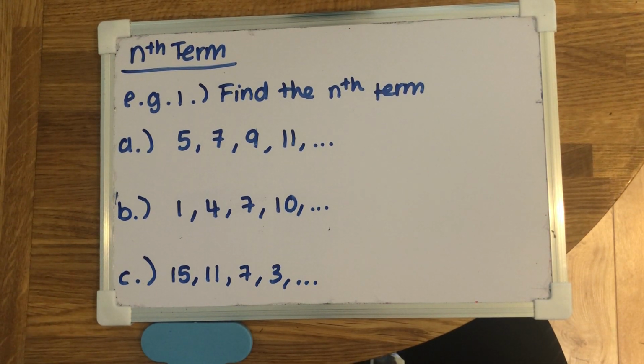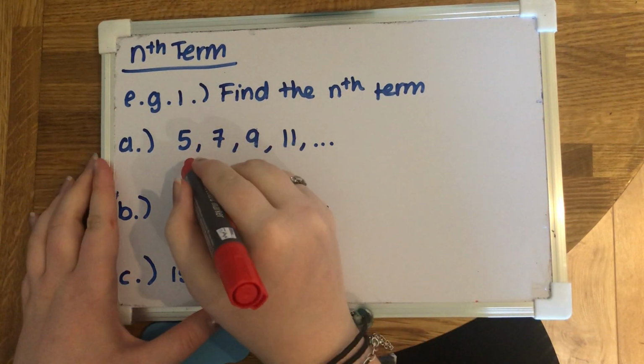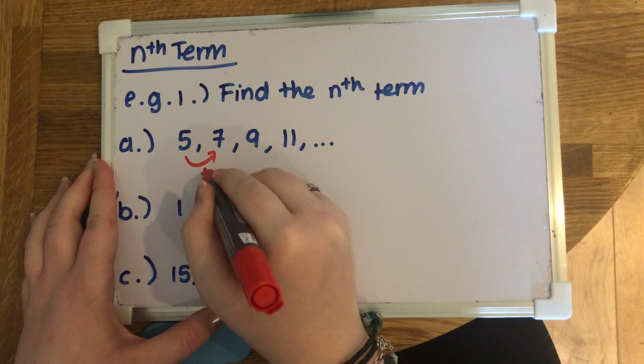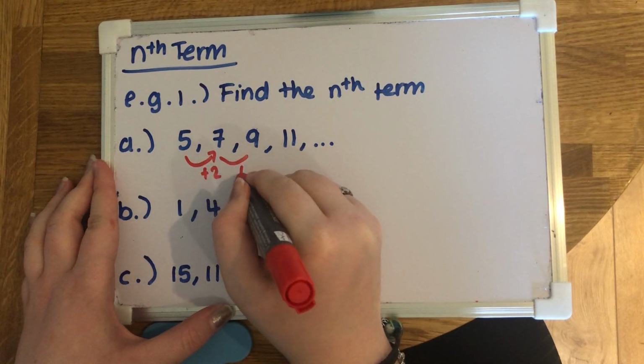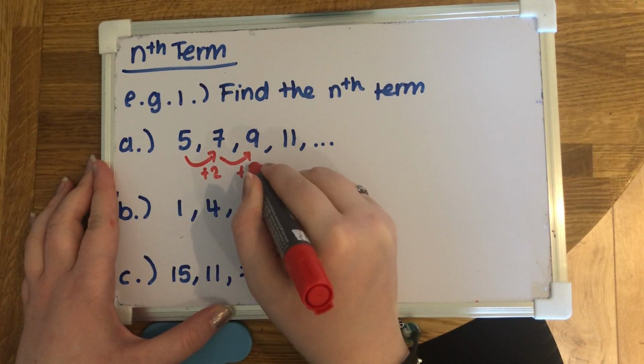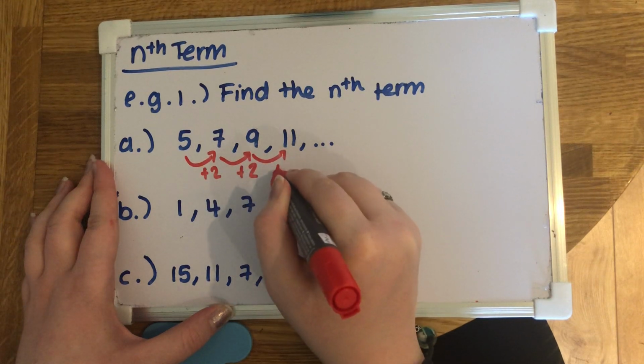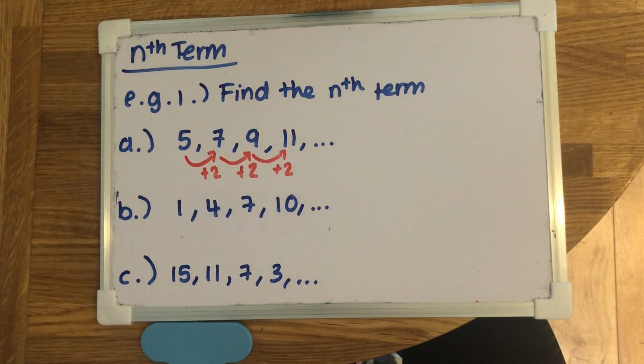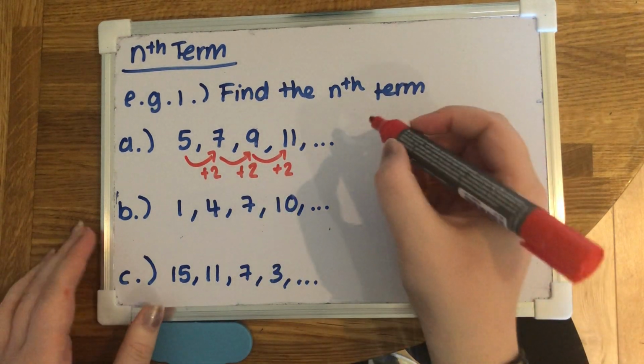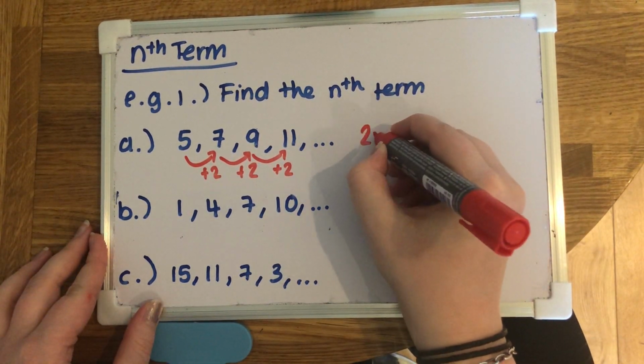The first thing we do is see what we're having to add to get to the next one. So essentially you're finding the term to term rule, which is what we've done before. If we look at 5 to 7, we're adding 2, and again 7 to 9, adding 2, and again add 2 to get from 9 to 11. Now that number there we're going to put in front of the n.